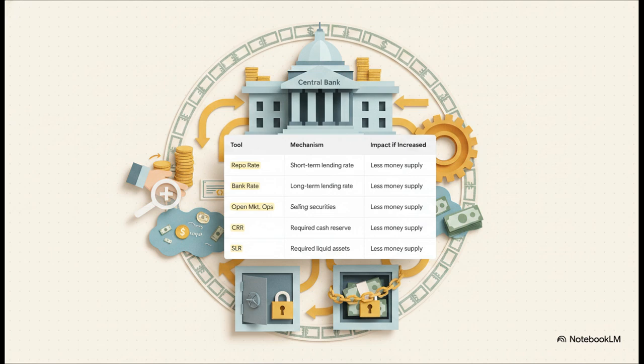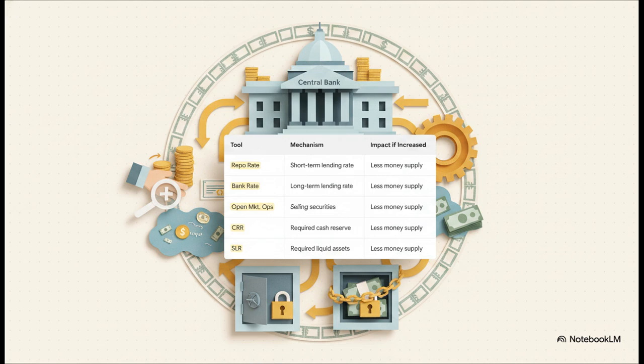First step, you have key interest rates, like the repo rate and the bank rate. Just think of these as the price banks pay to borrow money. If the central bank jacks up these rates, it gets more expensive for banks, so guess what? They lend less money out to you and me. Simple. Then there are open market operations.